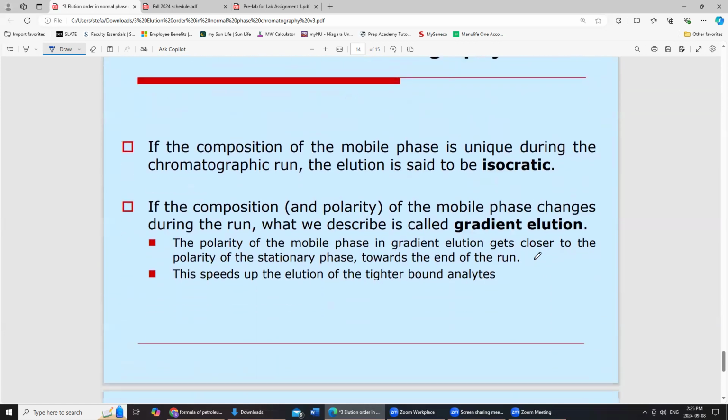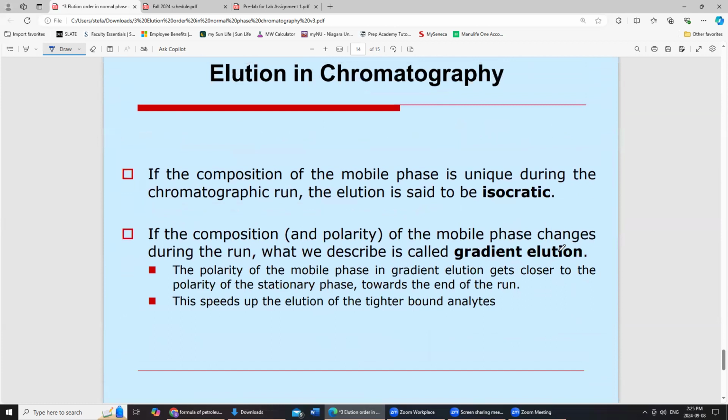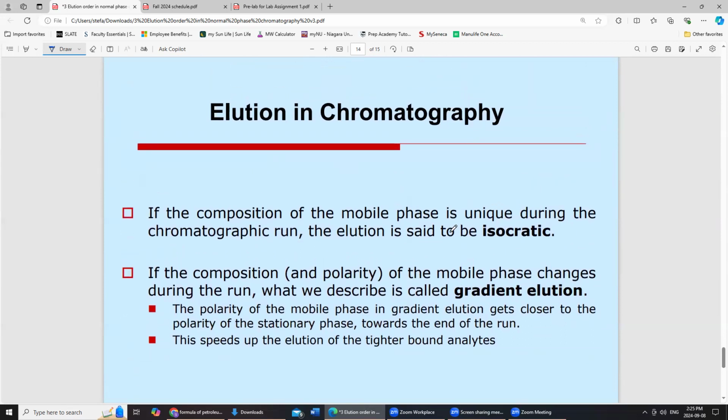If you have a unique composition of your mobile phase, you will call this an isocratic elution. If we have a gradient, so isocratic being basically uniform, and this is the simplest way to have it done. As you gradient things, you will increase the complexity of things. And if you want to do multiple runs, you have to make sure the conditions are exactly the same.